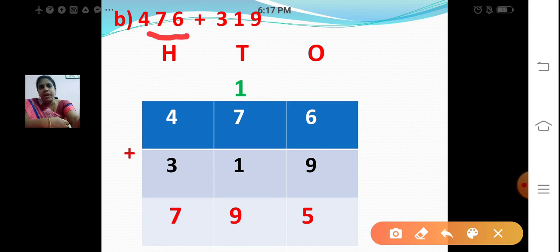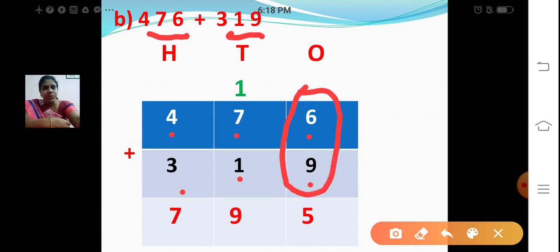Take the first number 476. Write 6 in the ones place, 7 in the tens place, 4 in the hundreds place. Now take the second number 319. 9 in the ones place, 1 in the tens place and 3 in the hundreds place. Now let's add these two numbers.